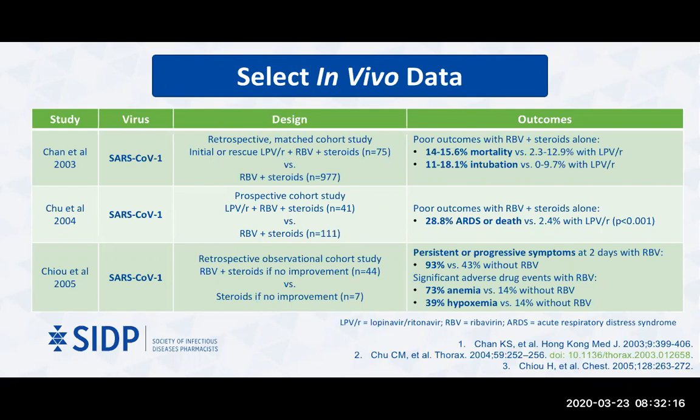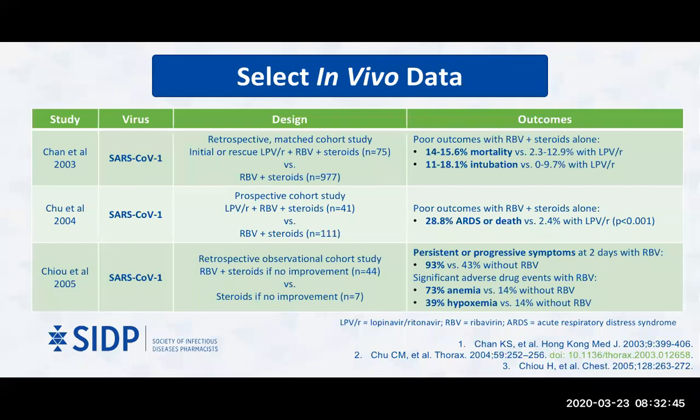And then they would add the steroids at 2 days, again, if the patient didn't improve. 93% of the patients that were started on ribavirin had persistent or progressive symptoms at day 2. And then in addition, there were significant adverse drug events noted with ribavirin, posting numbers such as 73% noted anemia, 39% of patients with noted hypoxemia, which at least numerically were higher than the drug arm without the ribavirin.